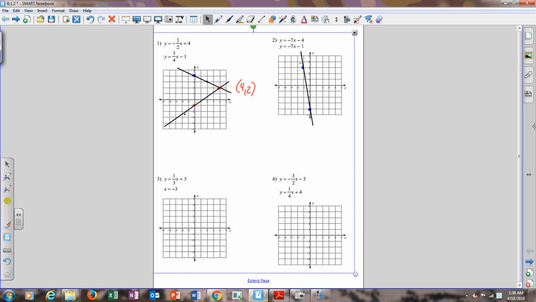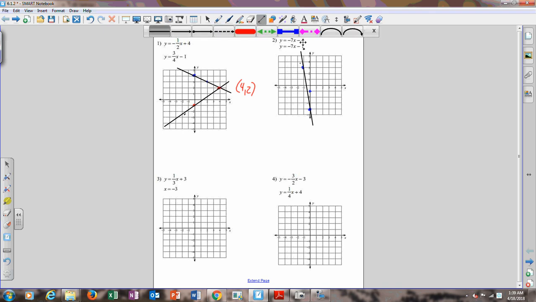Okay. Second one, I'm going to go down to -1, make a dot. And I go up 7 again, which is actually going to run me off the grid, and over 1. But for this one, we really didn't need to graph it to know the answer. Slopes were the same, and these numbers were different, so it's no solution, because those are 2 parallel lines.